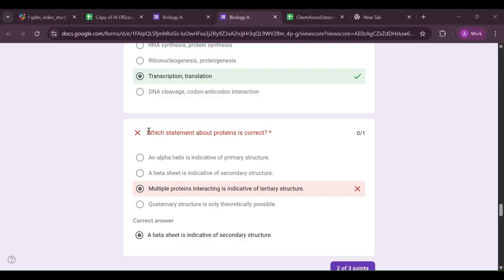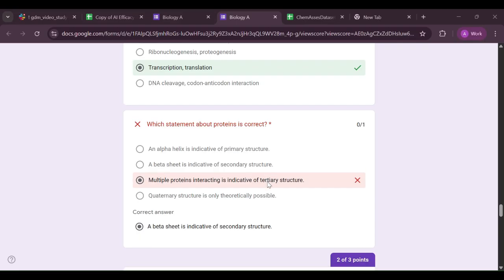Followed by: which statement for protein is correct. So an alpha helix is indicative of primary structure, which is not the case. It is the sequence of amino acids, a long chain of amino acids. It is the primary structure. Beta sheet is indicative of secondary structure. It is the correct option, which I had totally forgotten and marked the incorrect answer.